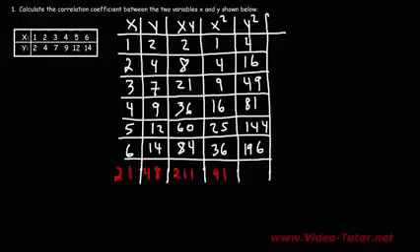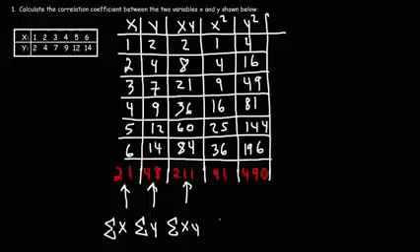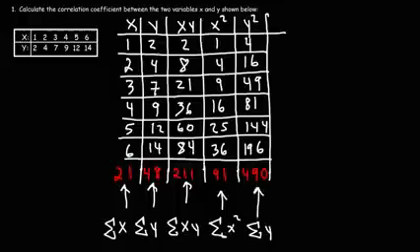And then the sum of the y squared values, 4 plus 16, 49, 81, 144, and then plus 196. So that's going to be 490. So 21 is the sum of the x values. 48 is the sum of the y values. And 211, that's the sum of xy. 91 is the sum of x squared, and 490 is the sum of y squared.